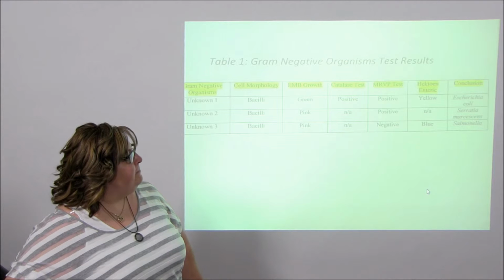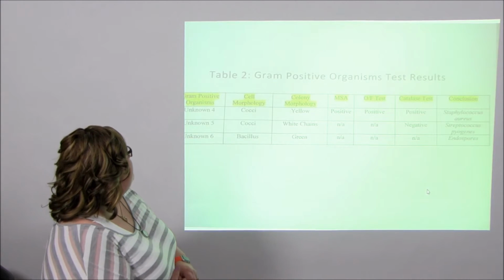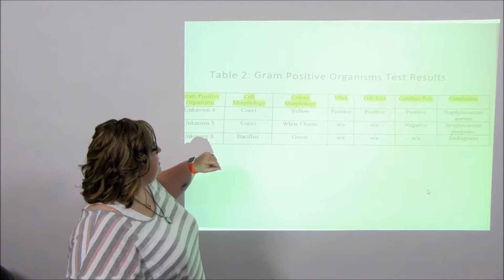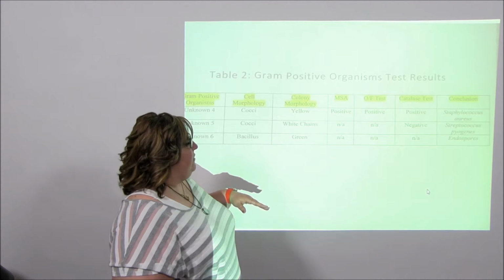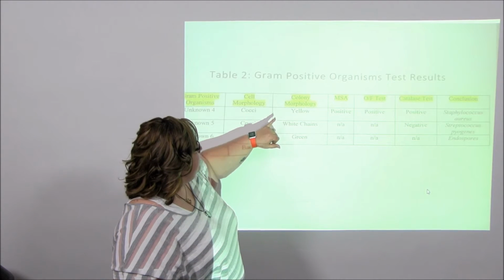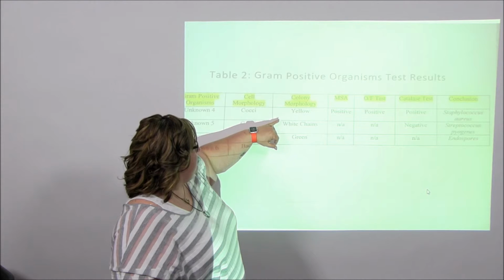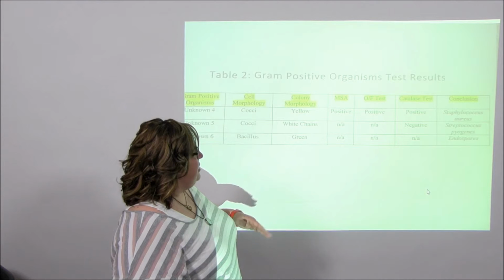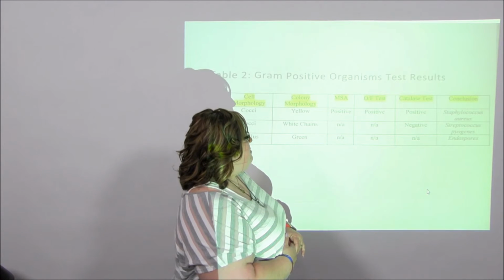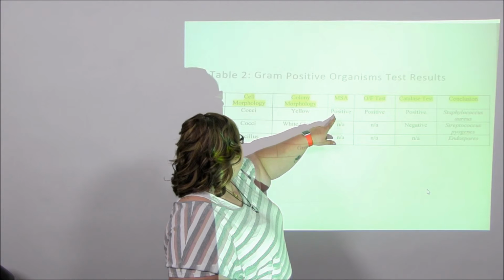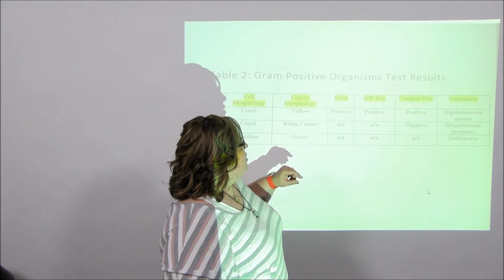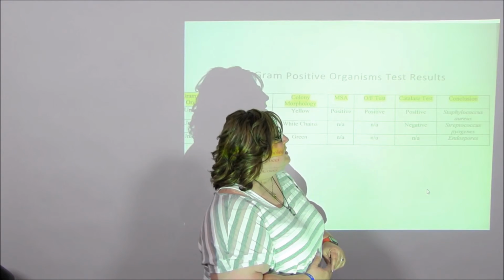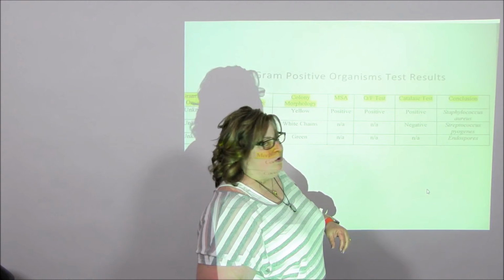For the gram-positive, we had, again, 3 unknowns. 2 of them were cocci and 1 was bacillus. We knew at that point that we would have to do more testing, and we knew that from the colony morphology, we had a yellow, white chains, and green. All 3 different, but still we had to do more testing. So we did an MSA plate, and it came back positive on unknown number 4. We still needed more information, so we did an OF test that came back positive and a catalase test, and it came back to be Staphylococcus aureus.